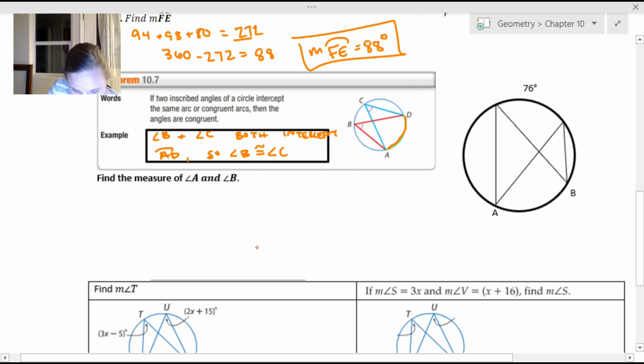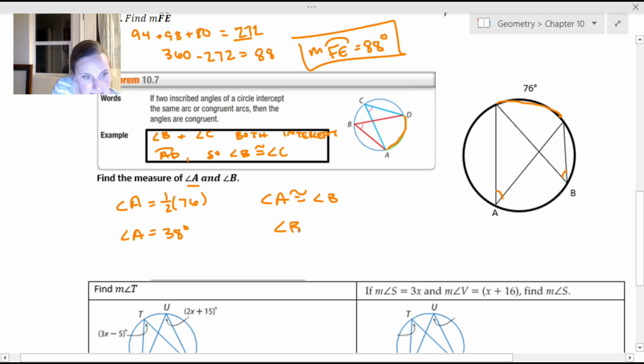So let's figure it out. First let's find the measure of angle A. Angle A is going to be half the measure of this arc right here. So it's going to be half of 76. So angle A is going to be 38 degrees. And since angle A and angle B both intercept the same arc, these two angles are going to be congruent. Angle A is congruent to angle B. So angle B is also 38 degrees.